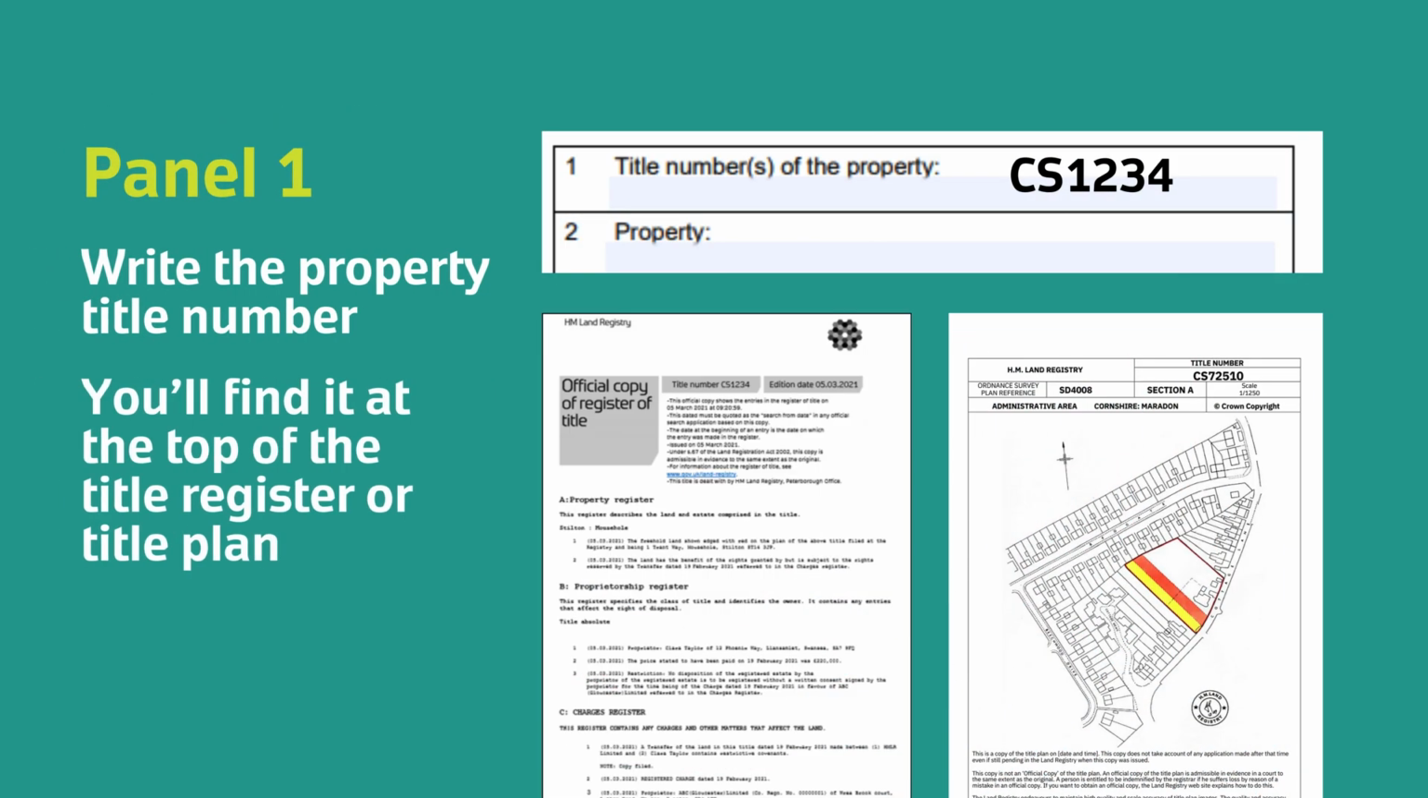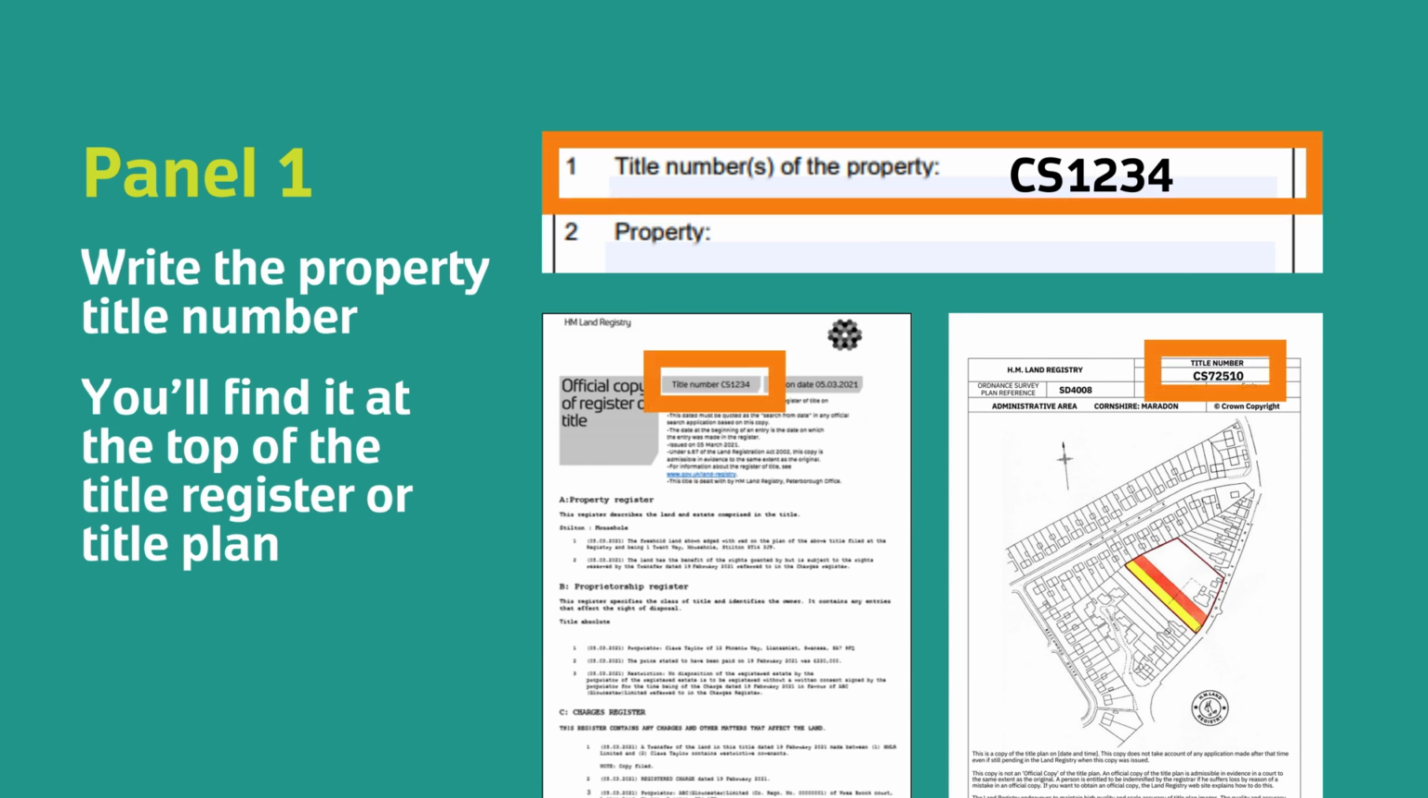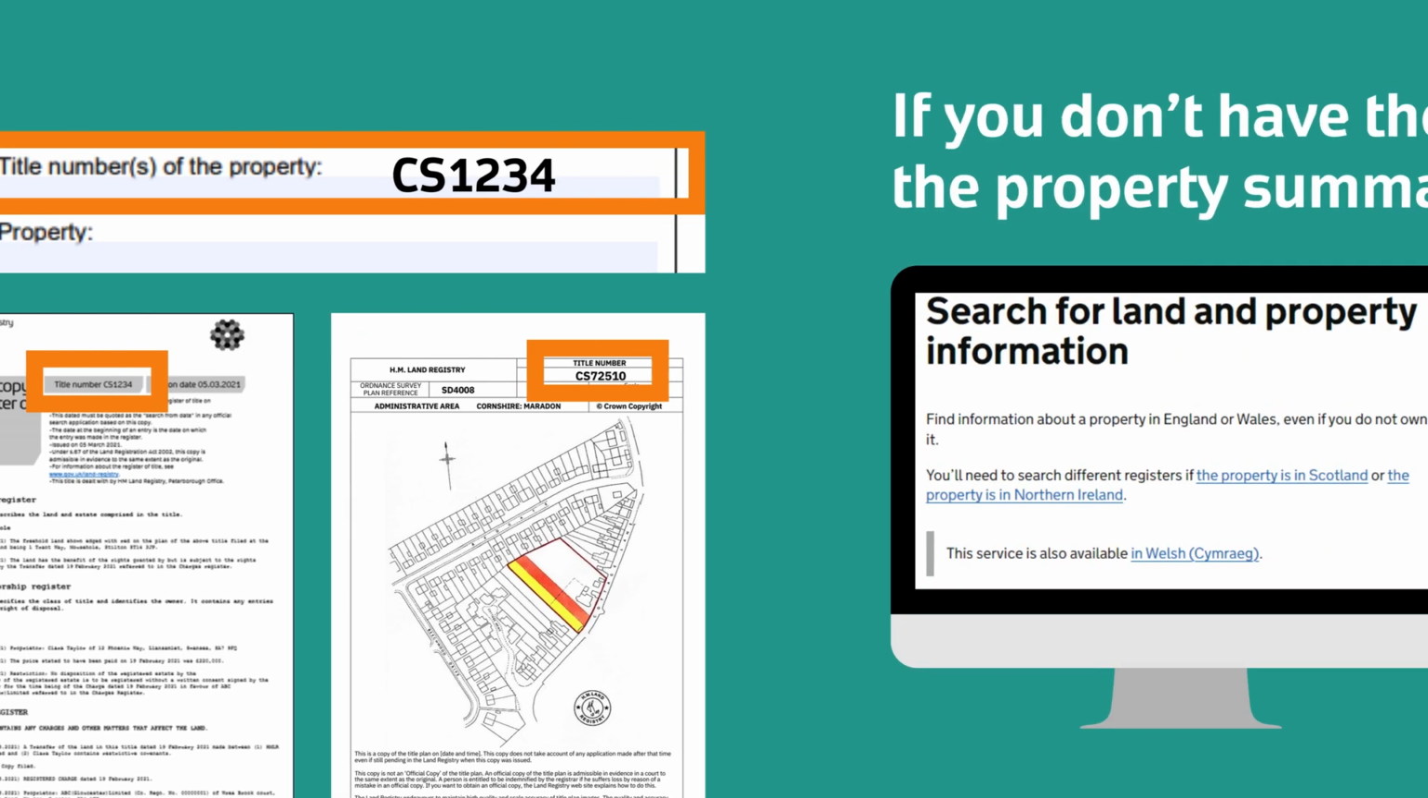In Panel 1, write the title number or numbers of the property you are going to assent. When we register property, it is given a unique Land Registry reference number. This is shown at the top of the first page of the title register and also on the title plan.